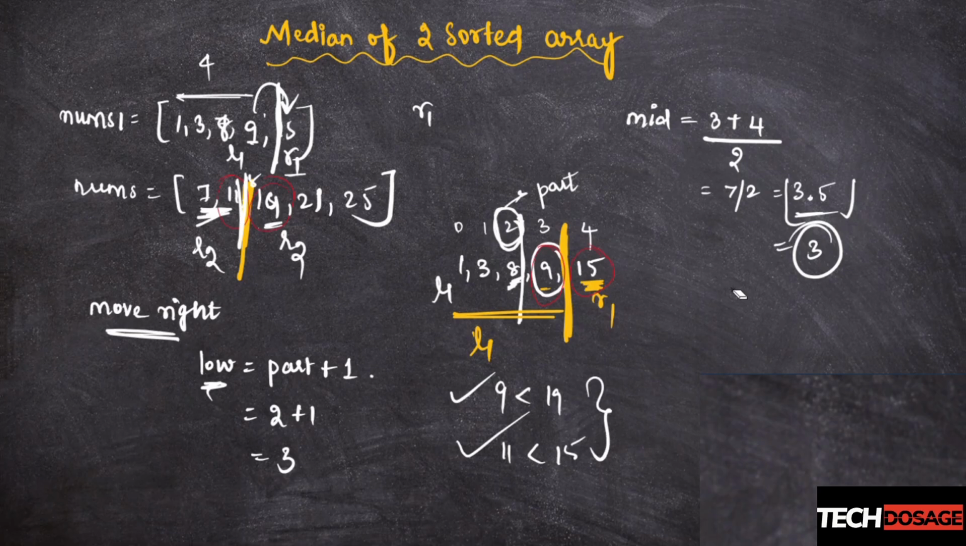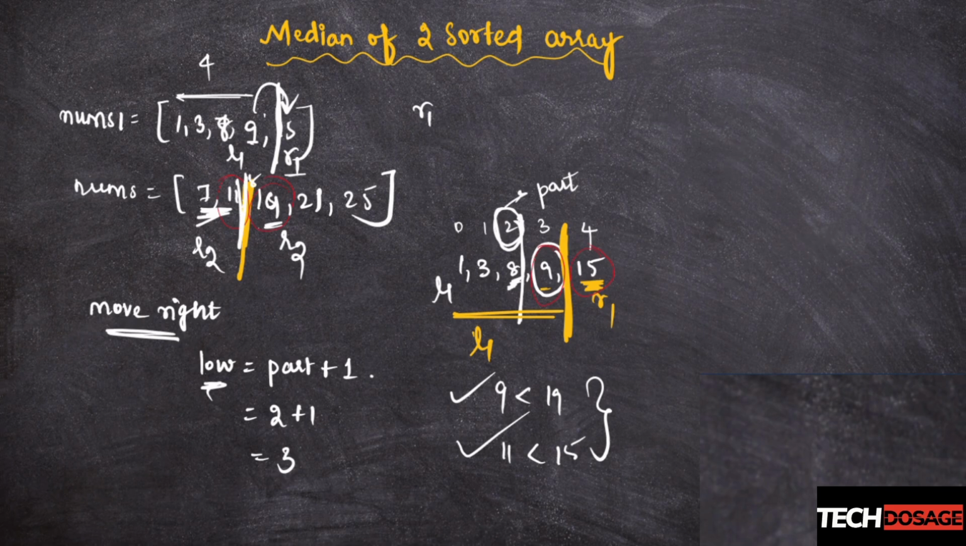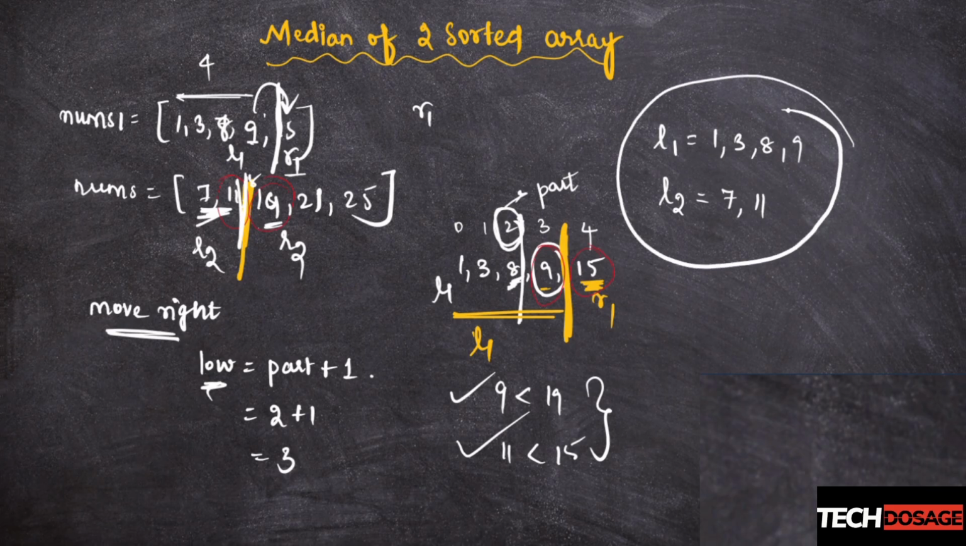Now, I can say that L1 plus L2 is my leftmost 6 elements. What is L1? L1 is equal to my leftmost partition of the first array, which is 1, 3, 8, 9. And what is my L2? L2 is 7 and 11. Now I can guarantee that these are the first 6 elements. Okay, I got the first 6 elements, but is that enough? No, it's not enough. I want the 6th element.